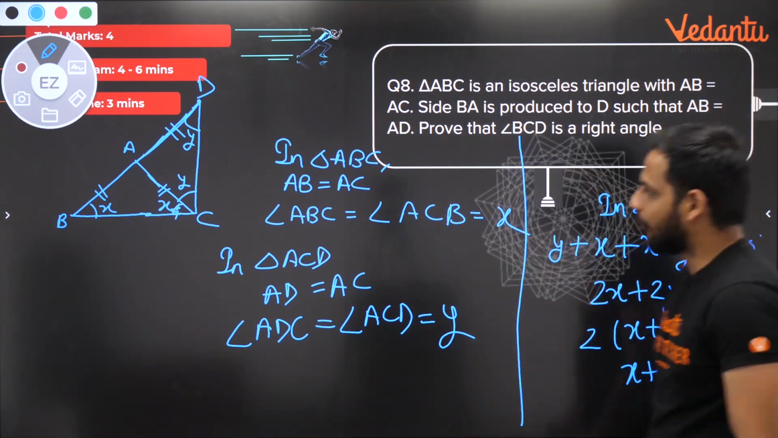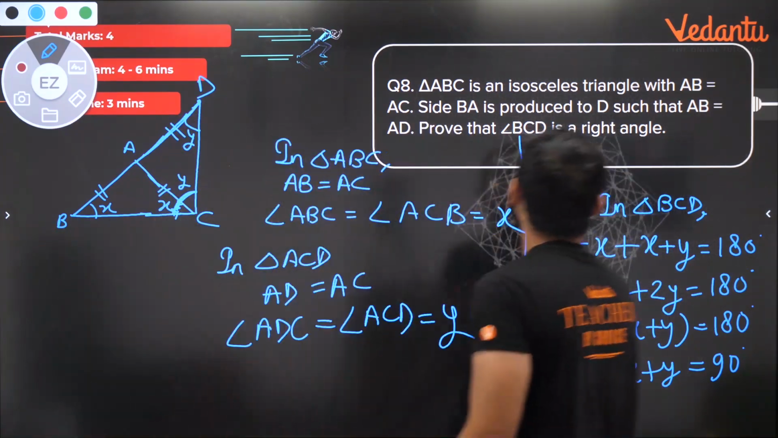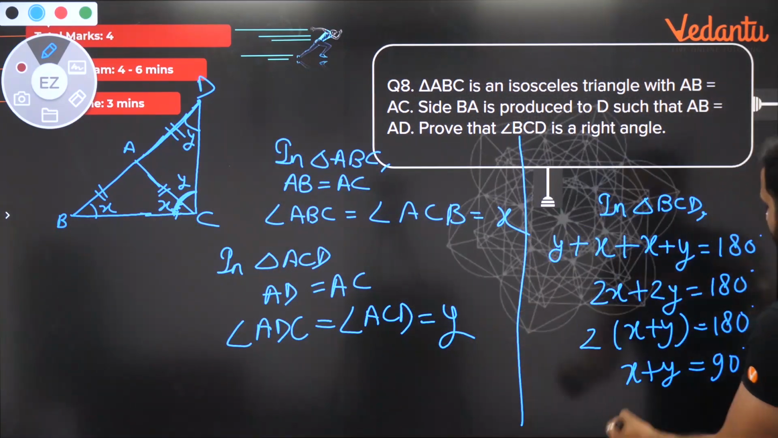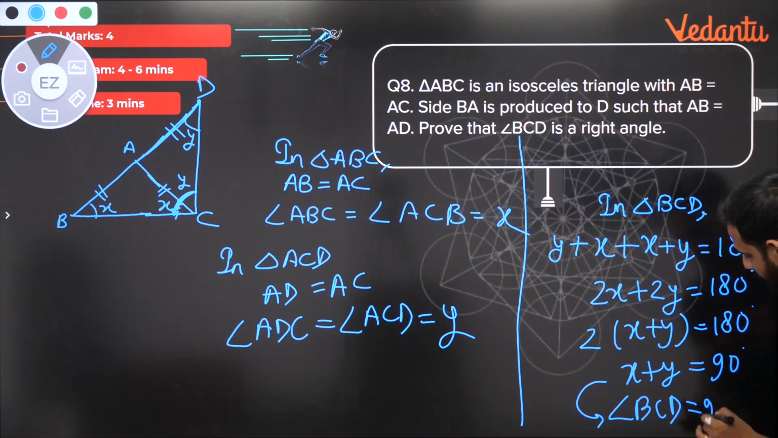And bachcho, see, what is x plus y? Bhai, x plus y can be written as angle DCB or BCD. So x plus y is also equal to angle BCD. So I can say angle BCD is equal to 90 degree.